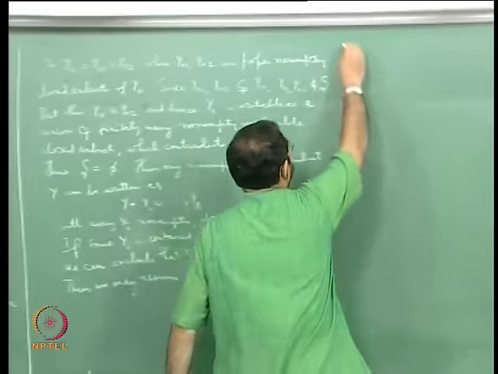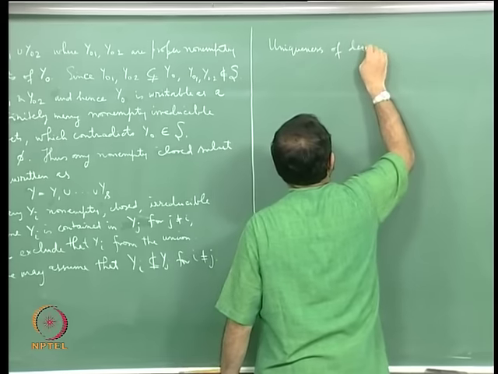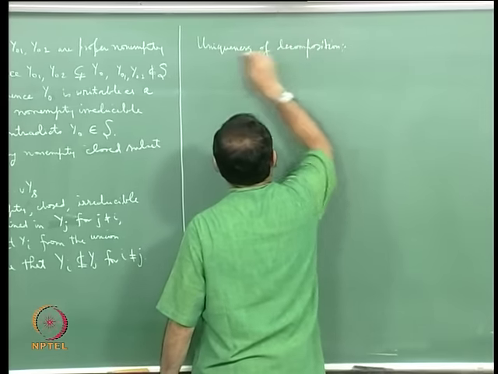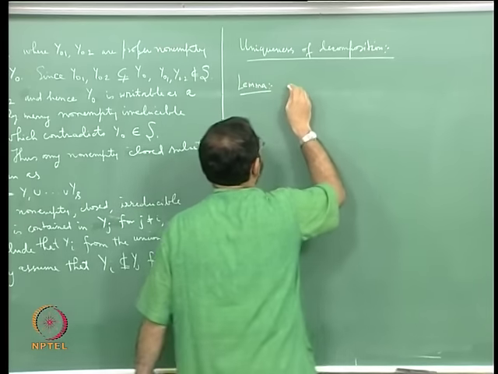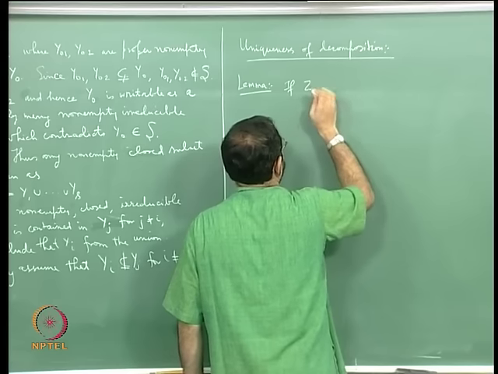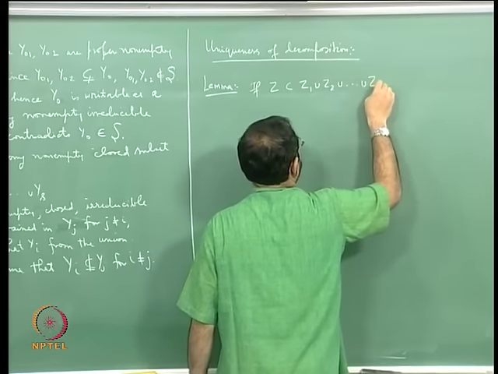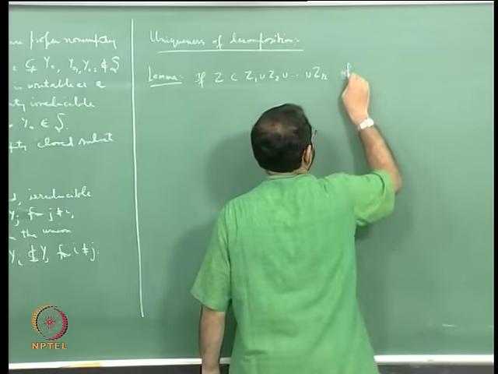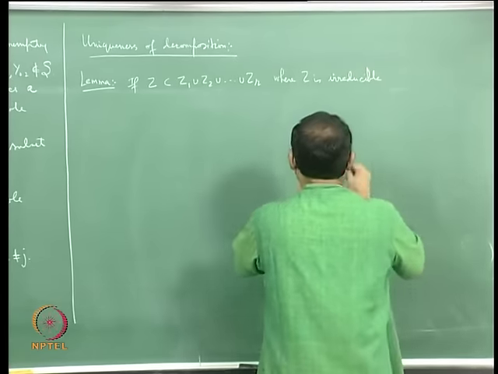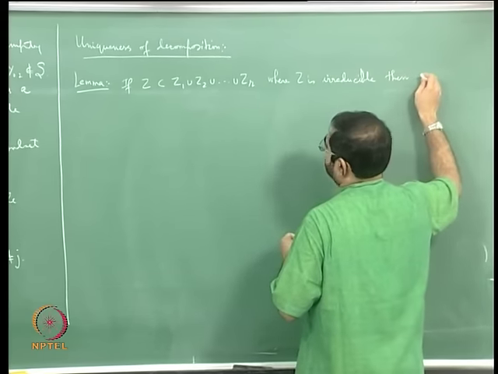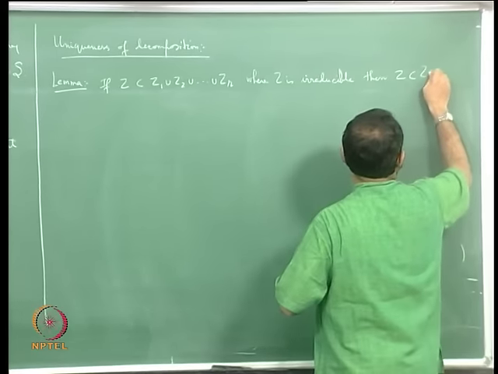So, let me do that. Let me write that down. Uniqueness of decomposition. Let me write a lemma. I'll use a small lemma. If Z is contained in Z1 union Z2 union through Zr, where Z is irreducible, then Z is contained in Zi for some i.